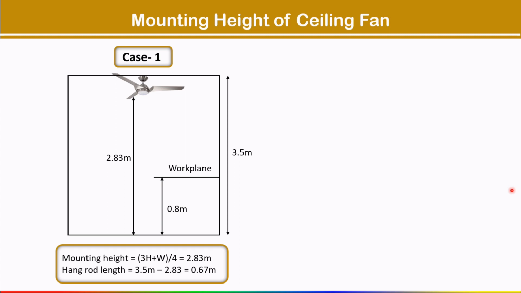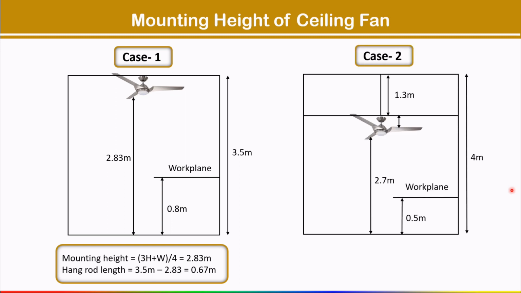Now suppose you have a false ceiling inside the room. At that time we have to place the fan on the false ceiling only. So in case second, I have a false ceiling. The false ceiling gap is also given here, 1.3, which is called the MEP service gap or silver space tolerance. Here the total room height is given as 4 meter, and the work plane height is 0.5 meter.